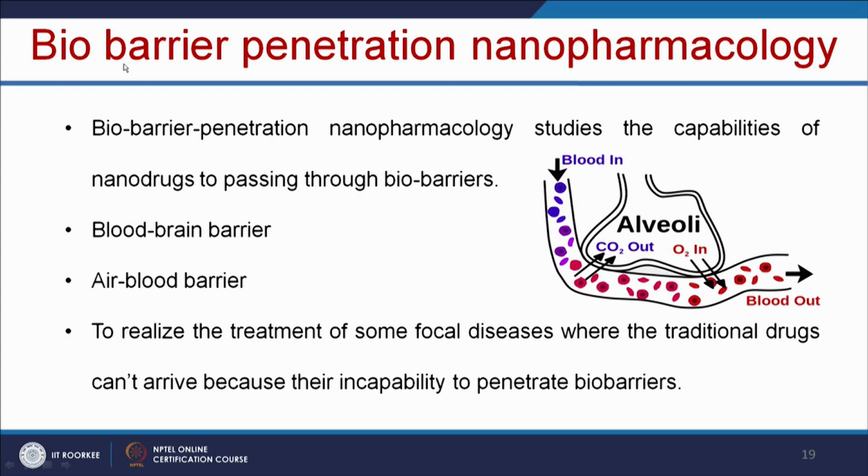So, the next one is biobarrier penetration nanopharmacology. Here, biobarrier penetration nanopharmacology studies the capabilities of nano drugs to pass through the biobarriers. The two important biobarriers are the blood brain barrier and the air blood barrier. To realize the treatment of some diseases where traditional drugs cannot reach because of the incapability to penetrate these biobarriers, we can use nano carriers which can easily cross the blood brain barrier and deliver the drug, which could be useful for various therapeutic applications.